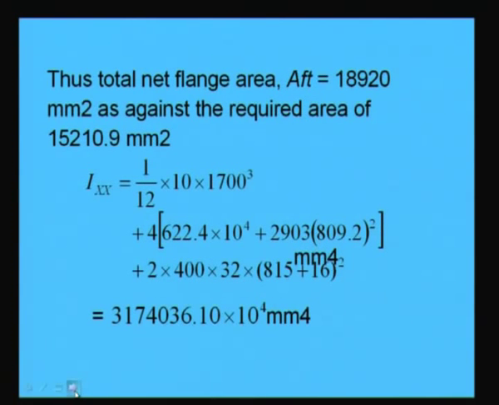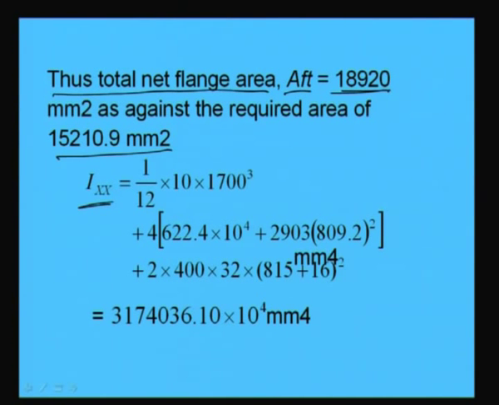Next, so thus total net flange area AFT is becoming 18920 millimeter square as against the required area of this millimeter square, right. Now, we will find out IXX.